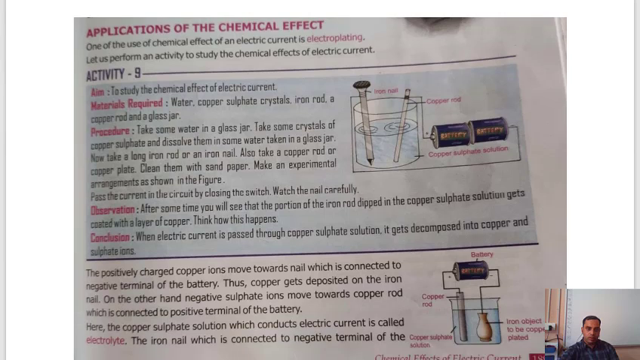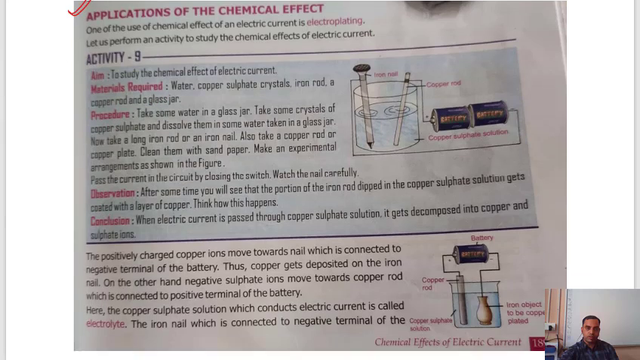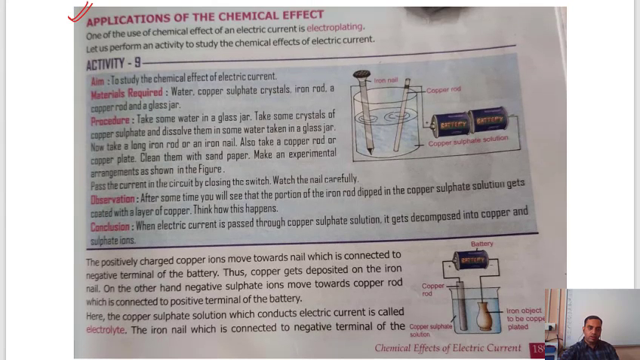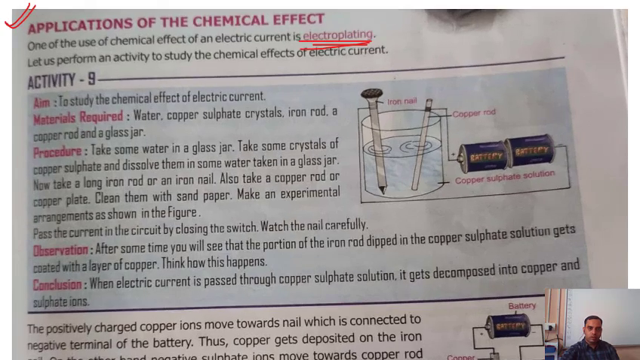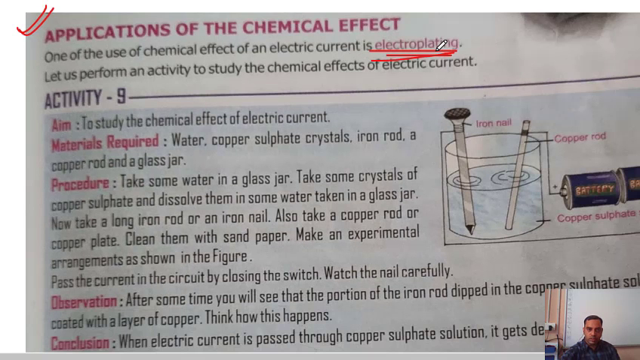Now there are some applications of the chemical effect. Here we saw what the chemical effect is and how it occurs. Now what are the applications of it? One use of the chemical effect of electric current is electroplating. This is a very important term, electroplating. Let us perform an activity to study the chemical effect of electric current.